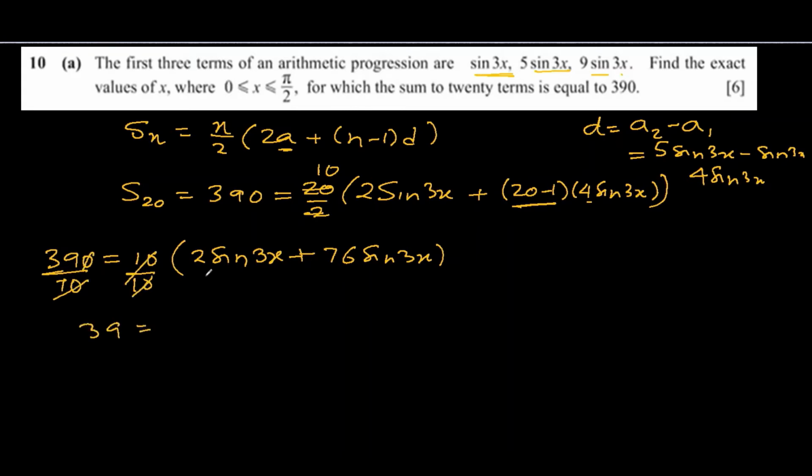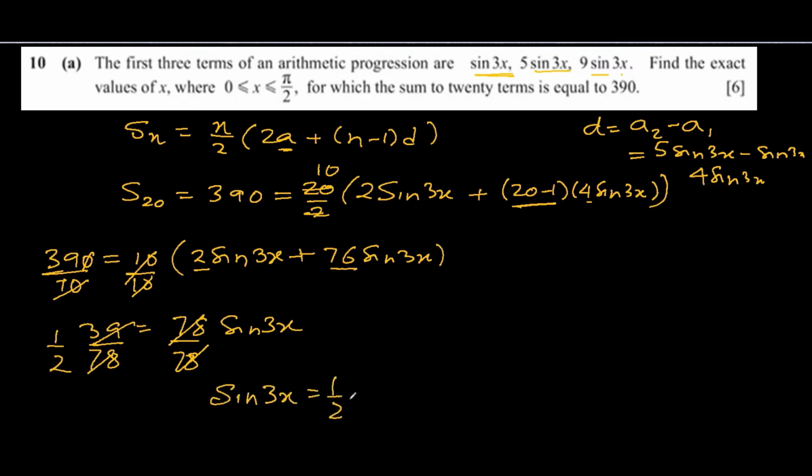39 is equal to 76 plus 2. Both of them are sine 3x, so we can add them: 78 sine 3x. So divide both sides by 78, and that makes our job easy because it's half. Sine 3x is equal to half. That becomes our equation now.